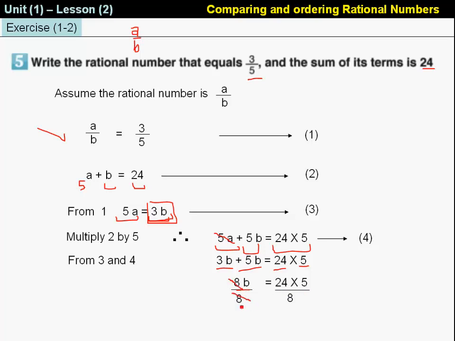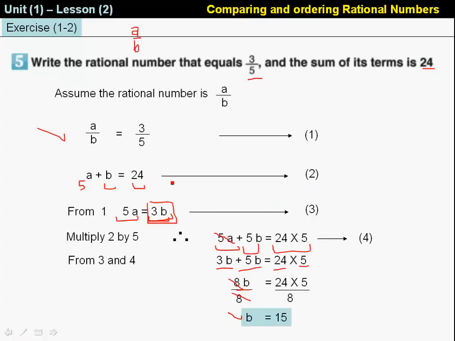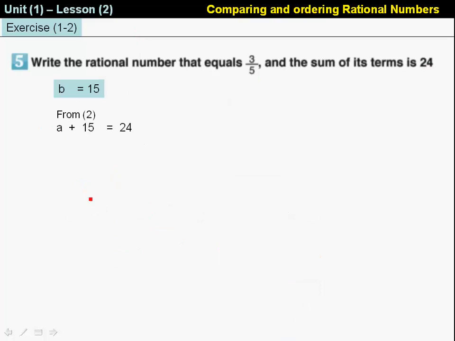This can be eliminated with this. So b is equal to 24 times 5 over 8. Using the calculator, we can get b is equal 15. So we have b. How can we calculate a? Okay. From equation 2, we have a, which is unknown, plus b, which is 15. So we have a plus 15 is equal to 24.